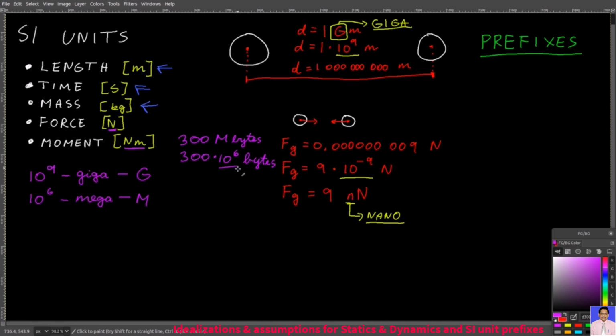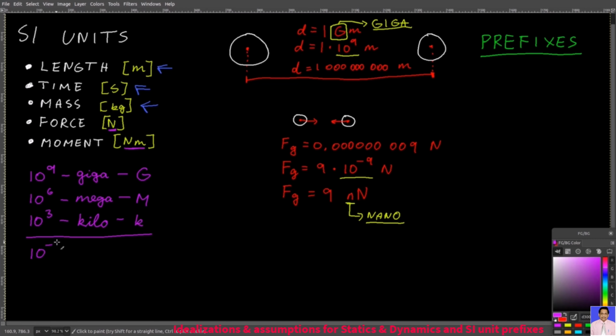This 10 to the power of 6, that's your mega. Then 10 to the power of 3, that's kilo, and the symbol is small k. Then 10 to the power of minus 3, that's milli, and the symbol is m. 10 to the power of minus 6, that's micro, and the symbol is mu. And finally, 10 to the power of minus 9, that's nano, and the symbol is small n. They are used because that way it's more convenient to express very big or small quantities.